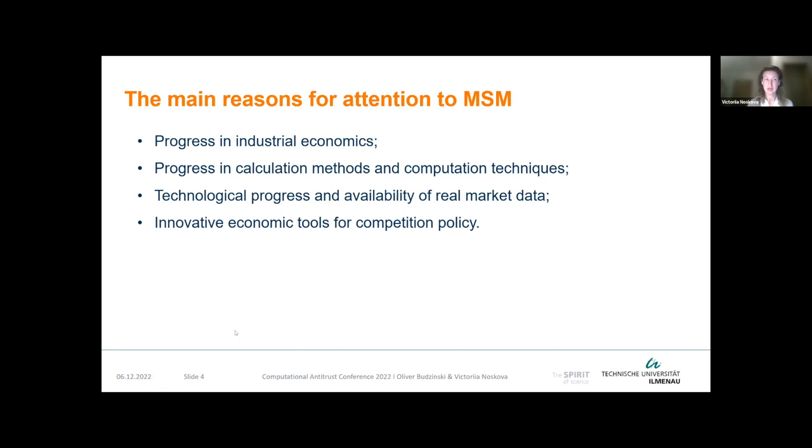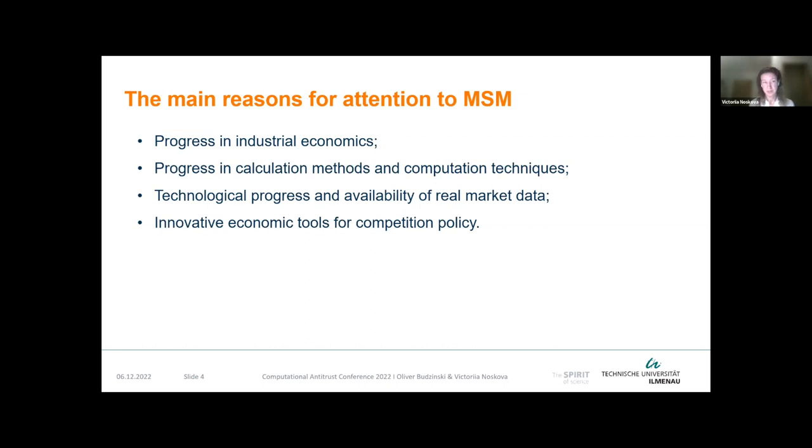And there are certain reasons why these tools are getting additional attention currently, which are first in industrial economics, and under this they mean progress in understanding of welfare assessment of mergers overall. In addition to this, progress in calculation methods and computational technologies gave us the possibility to apply these tools to more sophisticated and complex market environments, and technological progress and availability of real market data, of course, contributed to making these calculations and predictions more solid for the application.